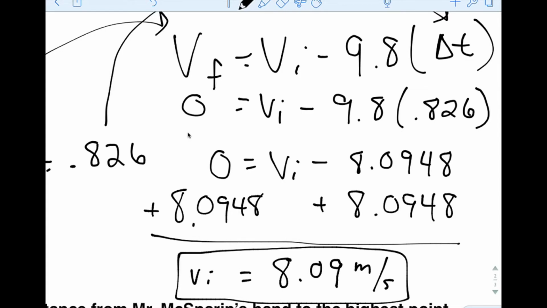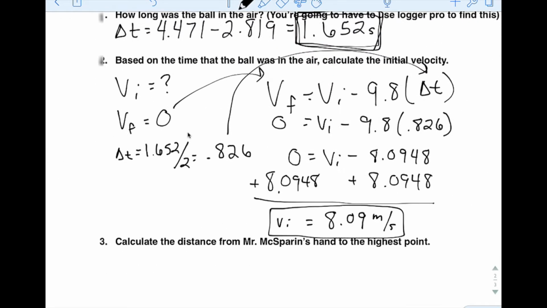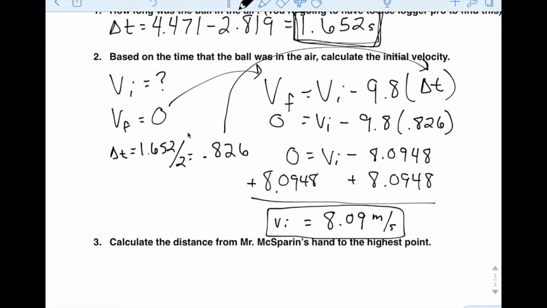All right, cool. So that's the initial velocity. That's how hard I threw the ball. That's how fast it was moving the moment it left my hand, was 8.09 meters per second.